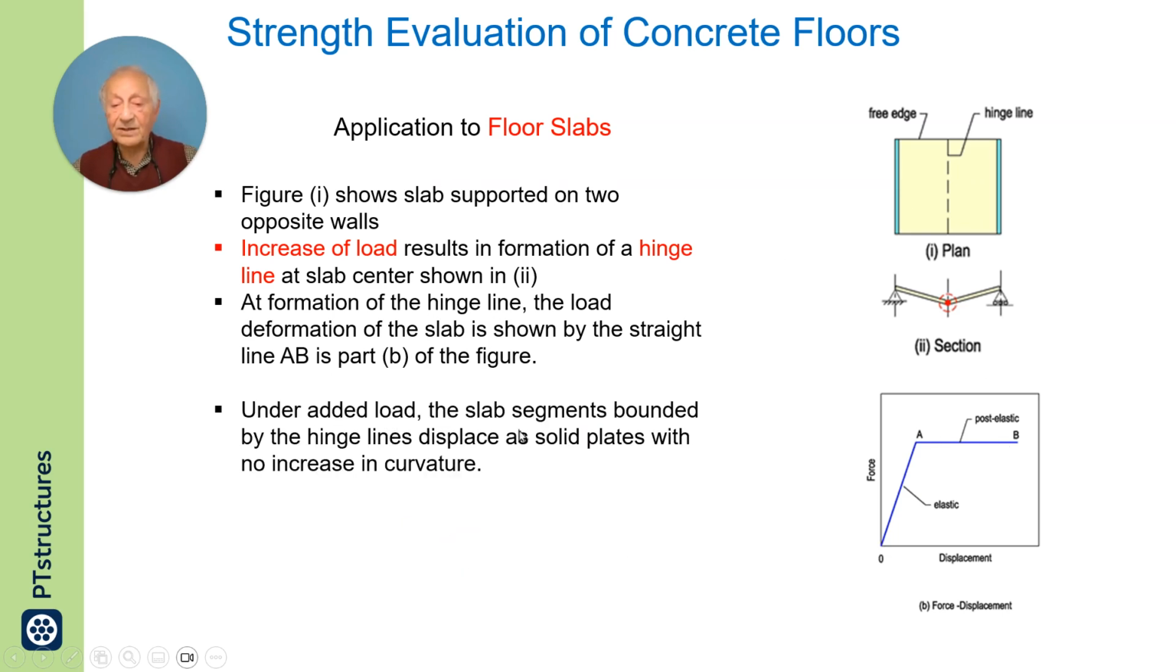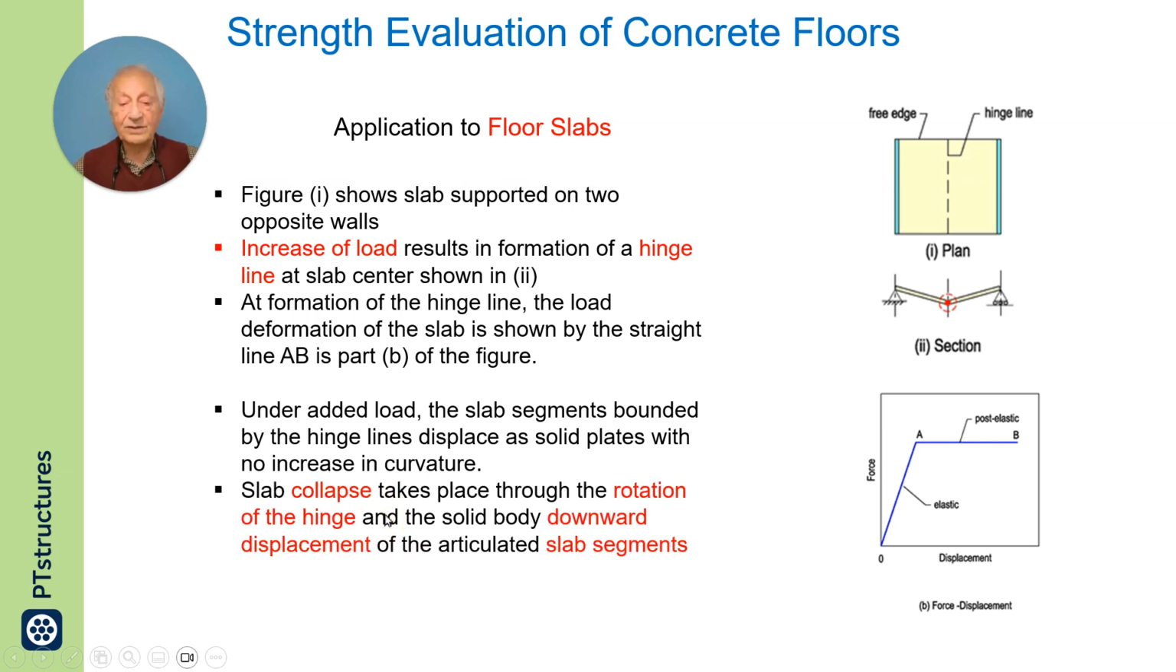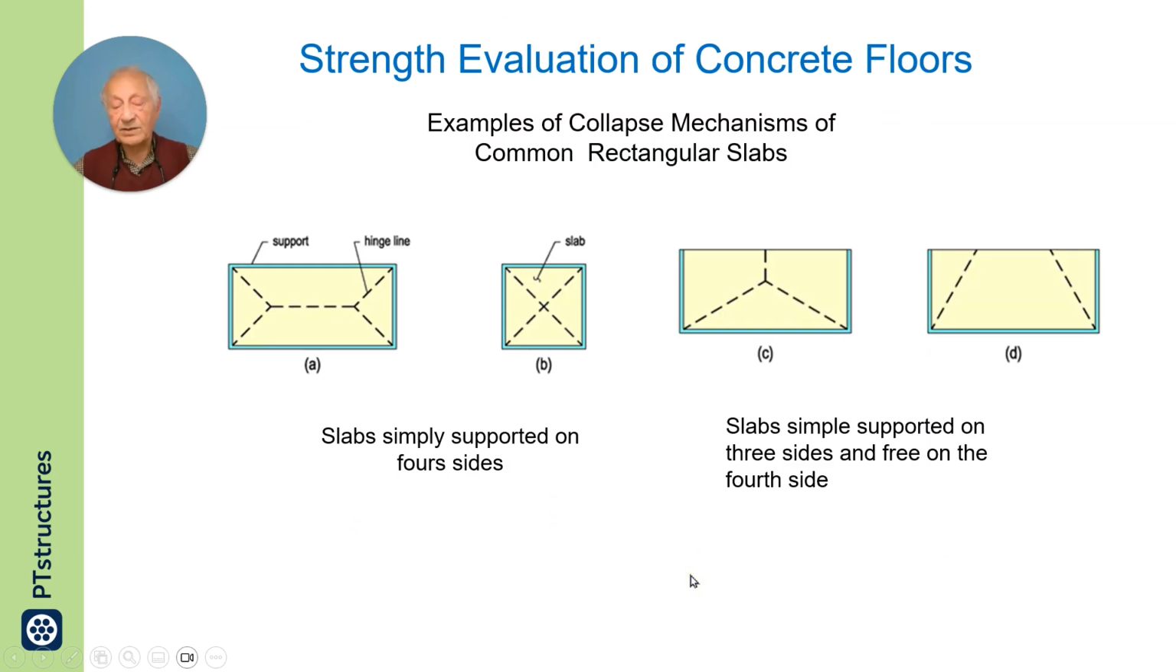Under added load, the slab segments bounded by the hinge lines displace as solid plates. Here I like to repeat the words solid plates. Solid plates with no increase in curvature. We assume that they remain solid in the same formation. Slab collapse takes place through rotation of the hinge and the solid body downward displacement of the articulated slab segments.